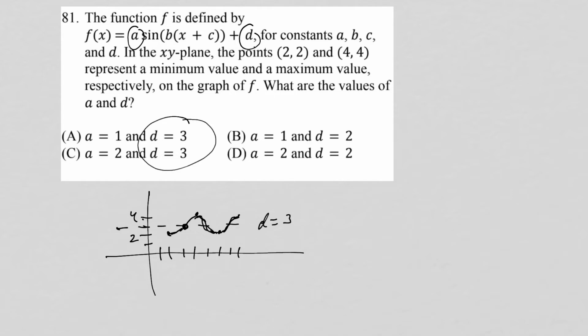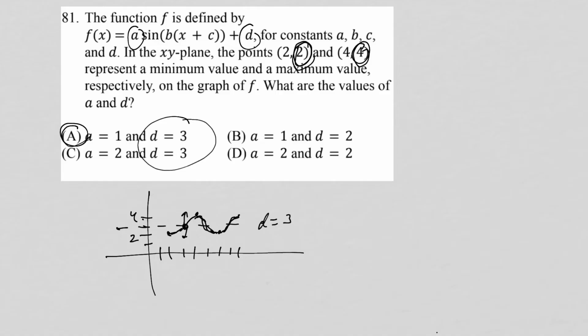And the A value is the amplitude. 3 plus 1 is 4, 3 minus 1 is 2, so A is 1. All this is kind of confusing with all these numbers, but all that really mattered was that the low point was at 2 and the high point was at 4. Nothing else mattered for this question.